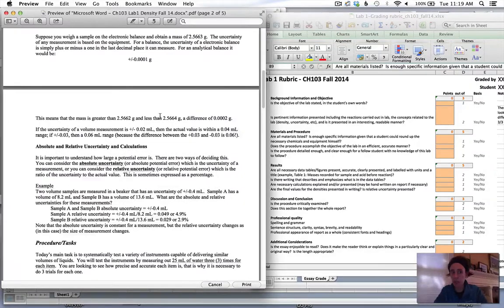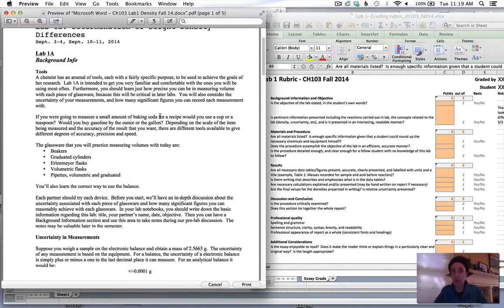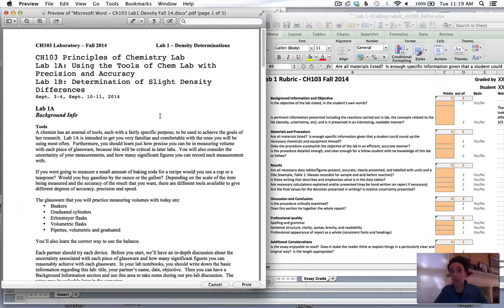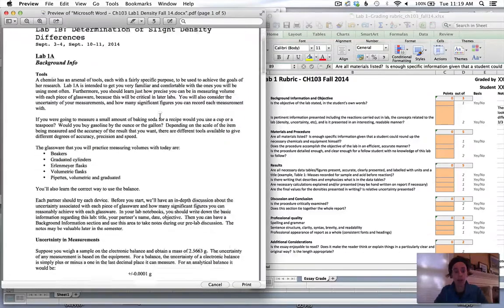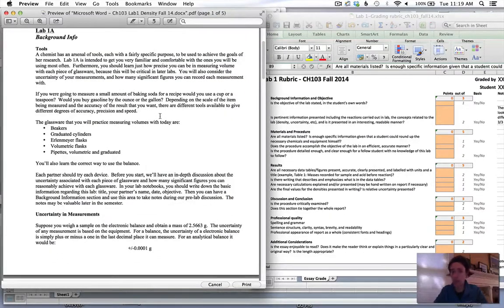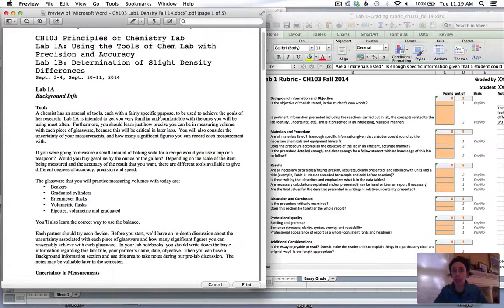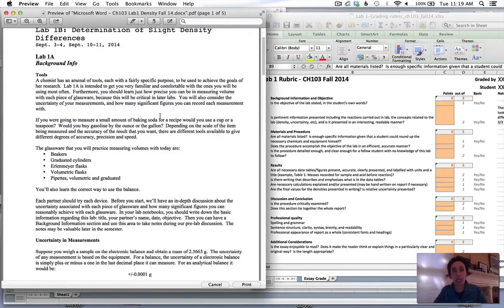One thing to know is that the lab report should really only focus on Lab 1B, not on Lab 1A. Lab 1A is kind of the precursor to Lab 1B. It's getting you ready to complete the application lab, the B lab, and that's how labs will generally be proceeding in each of the 2-week labs.